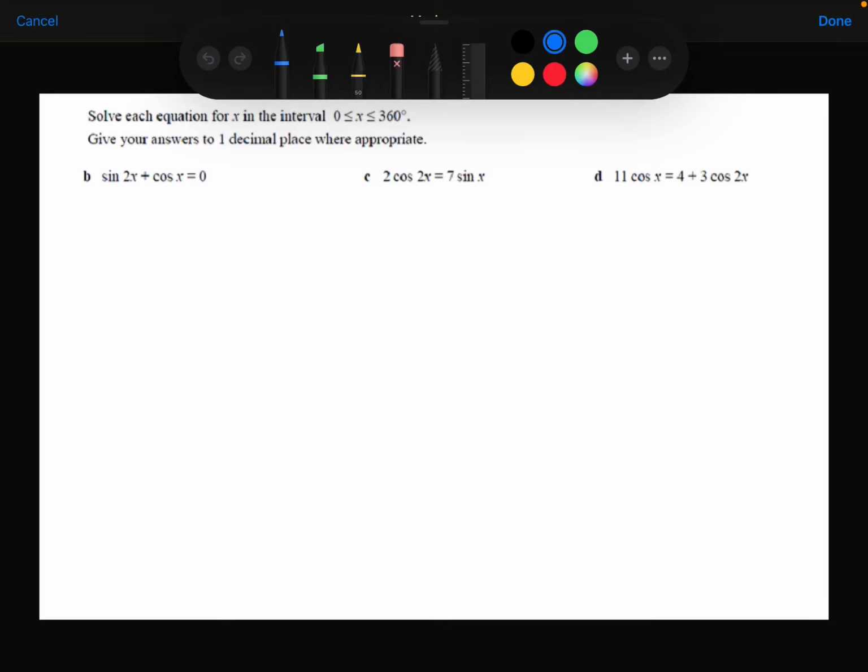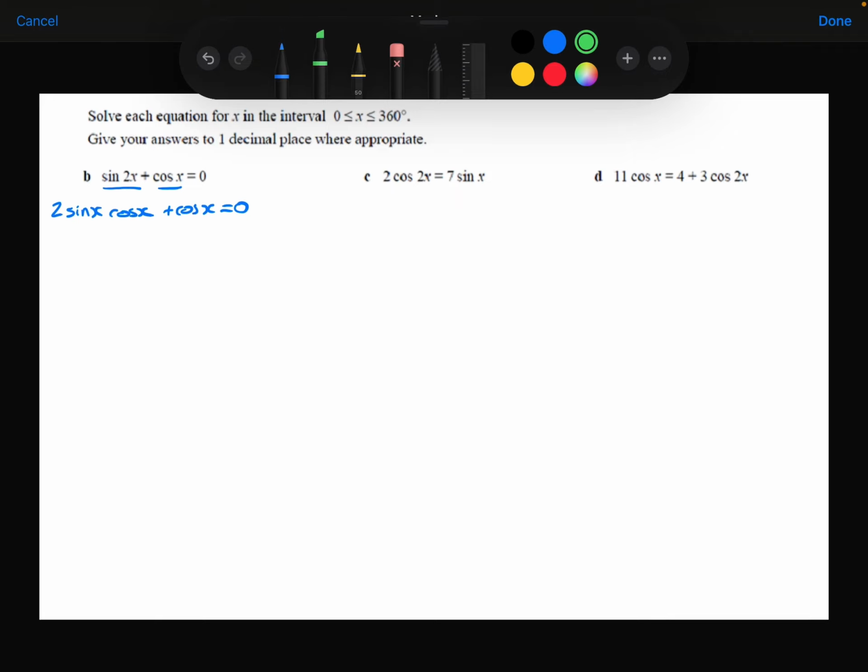We need to solve each of these equations in the interval from 0 to 360. So first off, we've got sine 2x plus cos x equals 0. Now, this sine 2x there, I know I can rewrite that with the sine double angle formula, which is 2 sine x cos x. Then I've still got the plus cos x there, and that needs to equal 0.